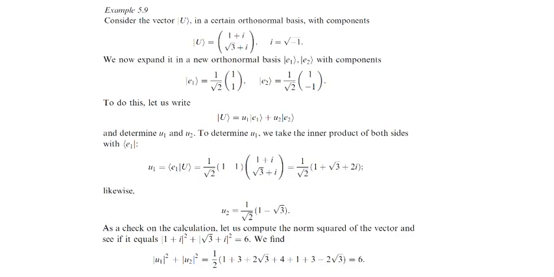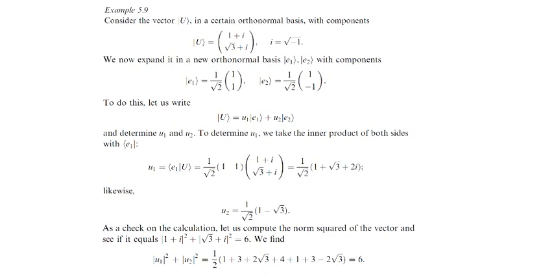Now we see another example. This is a very interesting example. Consider a vector which is expanded in a certain orthonormal basis, and its components are given by the column vector 1 plus i and root 3 plus i, where this i is nothing but our imaginary number root minus 1.